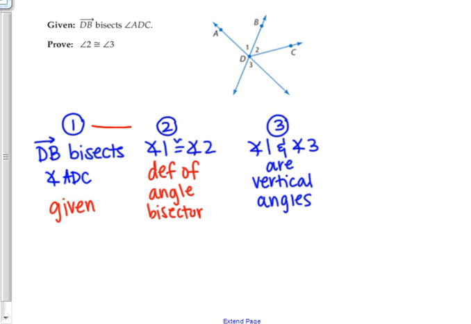Forget my arrow between steps 1 and 2. Step 3 doesn't really have to do with 1 or 2. I'm just kind of thinking of it on my own, and I just know that that's the definition of a vertical angle.